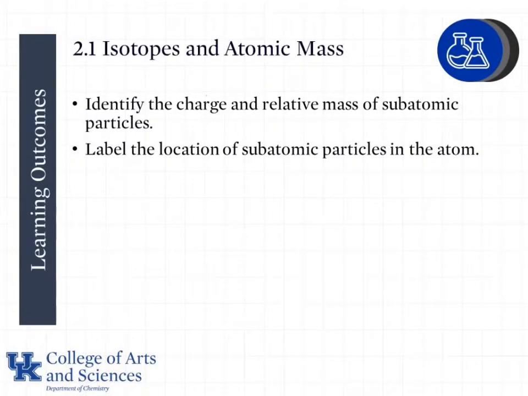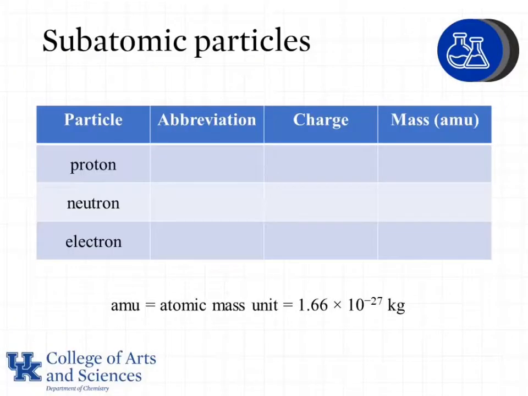In this lesson, we're going to identify the charge and relative mass of subatomic particles, and we're also going to talk about the location of those subatomic particles in the atom. So we have three subatomic particles, the proton, neutron, and electron.